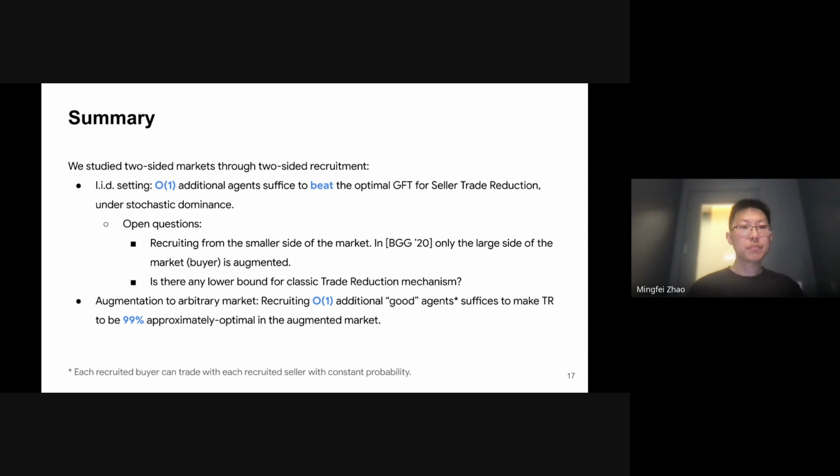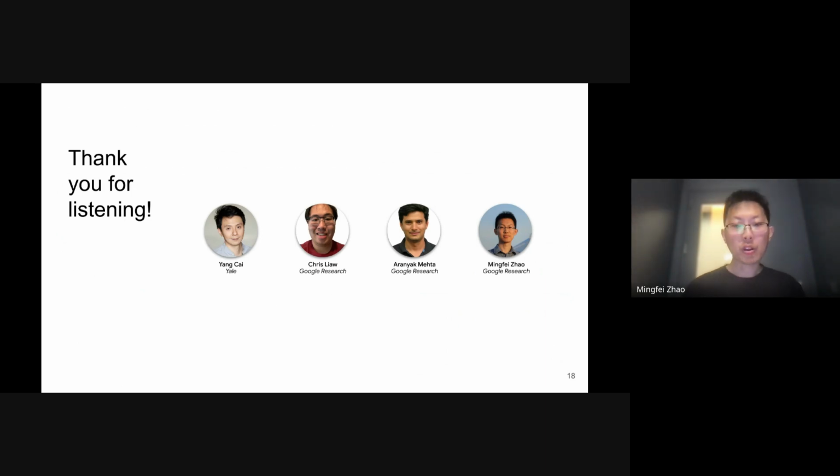Also, we proved that we can augment to an arbitrary market as long as we have those good agents that trade with constant probability. Recruiting a constant number of them suffices to make trade reduction very close to optimal in the augmented market. So here is another open question: is there a lower bound for this result for general prior-free mechanisms? Okay, that's all for my talk. Thank you for your attention.